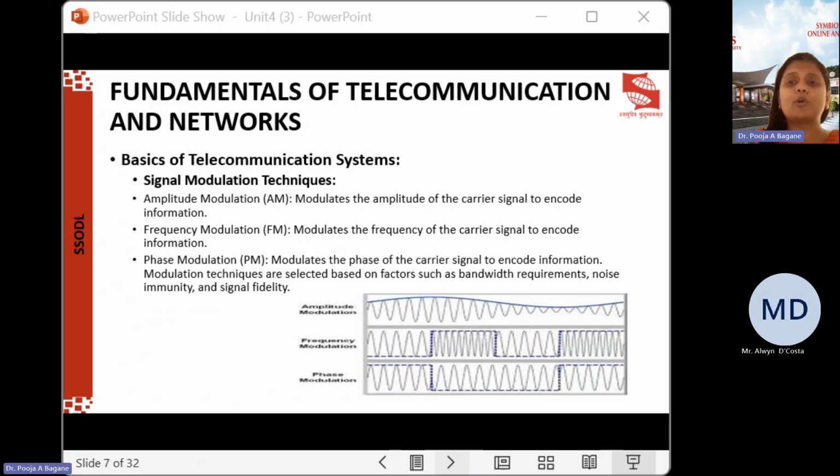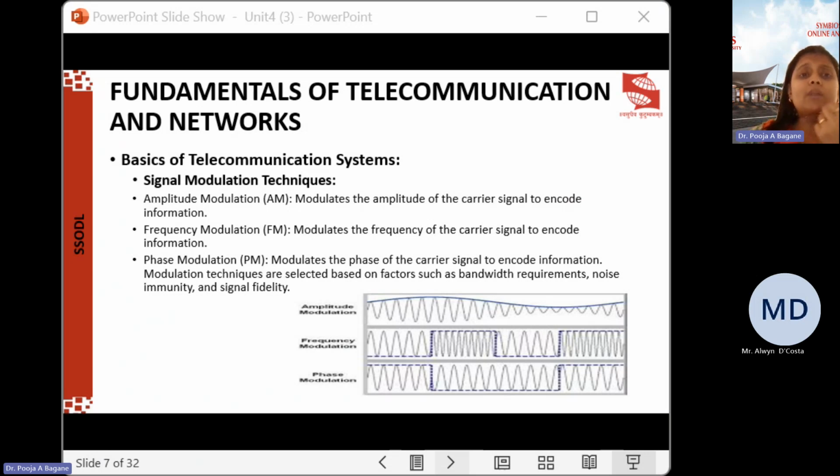Then signal modulation techniques. Signal modulation means encoding the information. We need to convert the information from one form to another form. That is encoding the information on a carrier signal using a transmitter for transmission on the communication channel, and that is called signal modulation techniques.